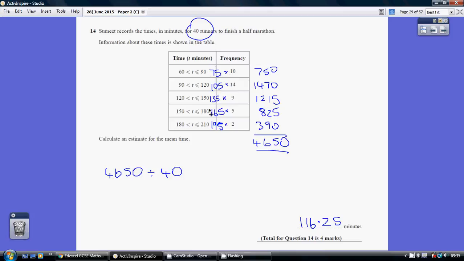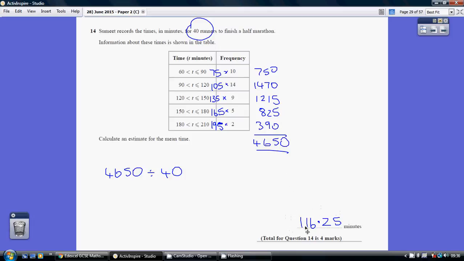So how many minutes in total? Well, we cross multiply 10 times 75, 14 times 105, etc., which I've done over here. Adding up that column, we get a total minutes of 4650. Now that's spread over the 40 runners, so that gives us an estimate of 116.25.